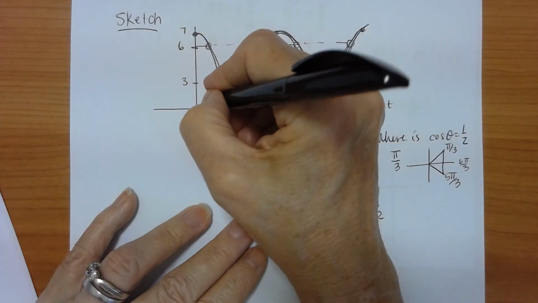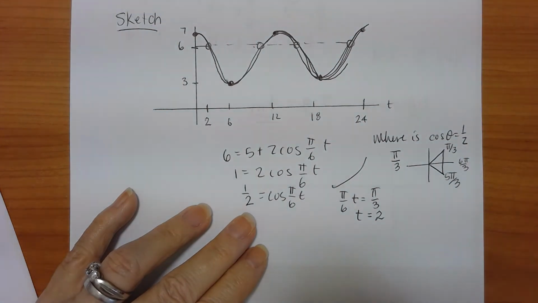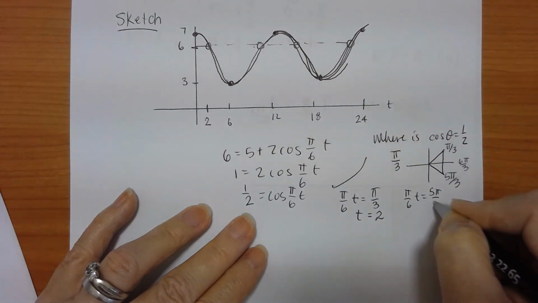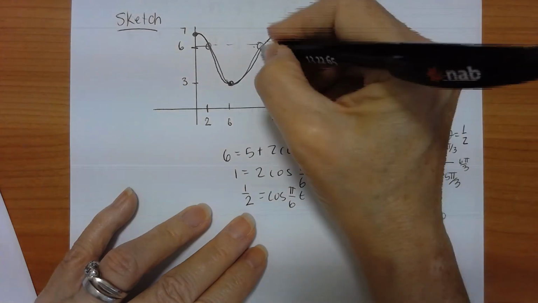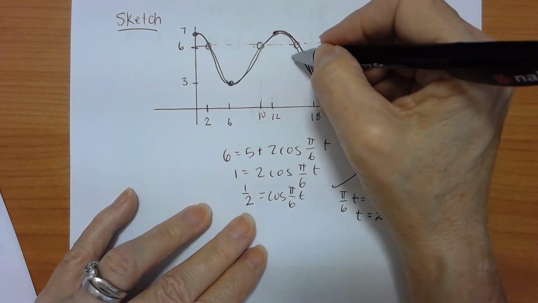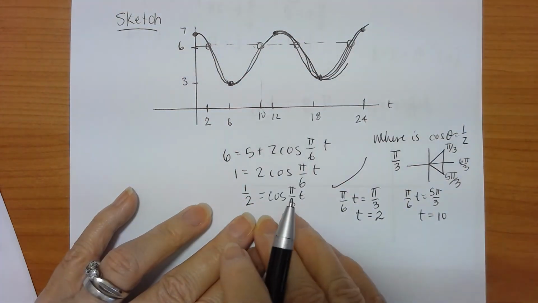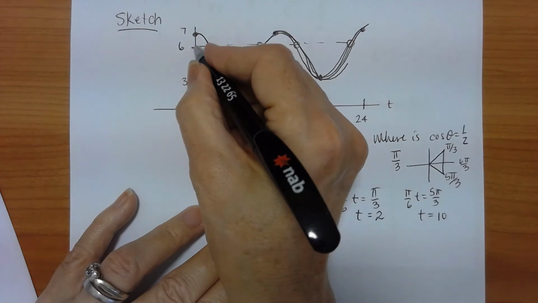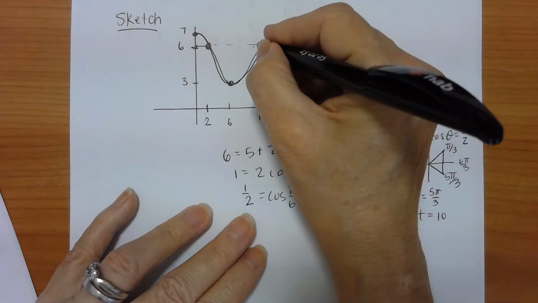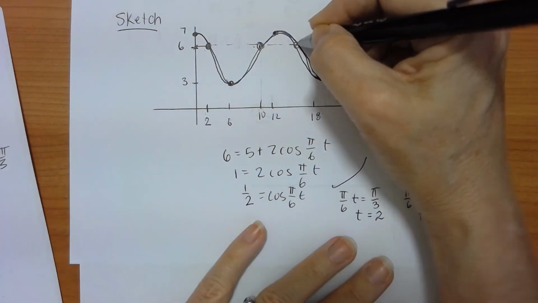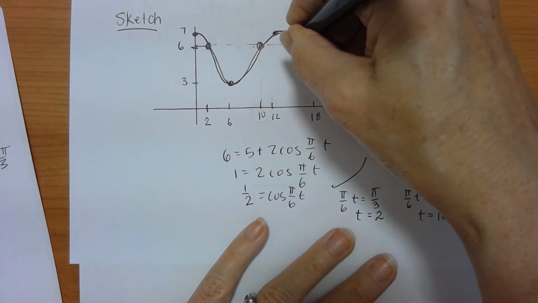So at 2, that makes sense. In 2 hours I get there. And then when you find this one, and you can even see it from symmetry, pi/6 t equals 5 pi/3, you get t equals 10. So there at 10. And it's easy to see from the symmetry that I'm on either side. So he can go in to the harbor between midnight and 2 a.m. We can go in at 10 a.m. till midnight.